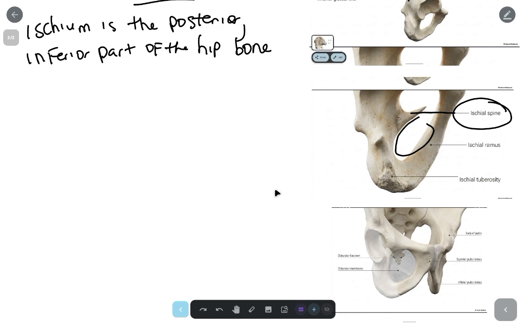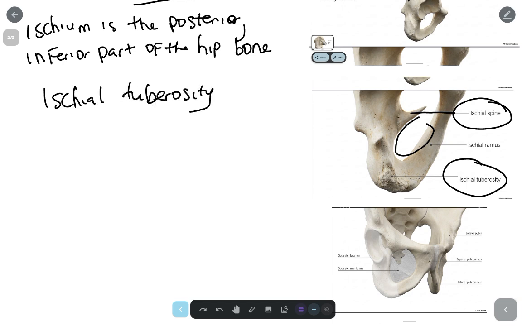And we also have the ischial tuberosity. The main function of the ischial tuberosity is that it is the sitting position, or the sitting bone. So the bone you sit on when you are sitting down is the ischial tuberosity.